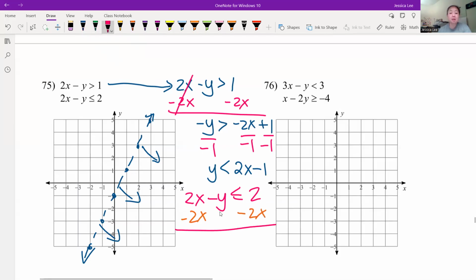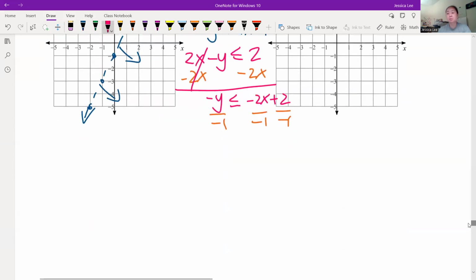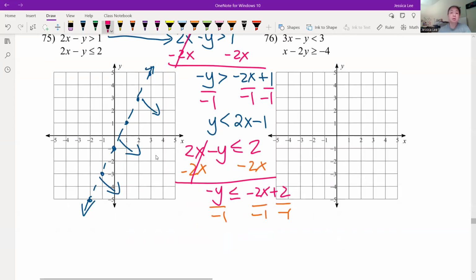And we get negative y is less than or equal to negative 2x plus 2. And then we're going to divide by negative 1 so that we have a positive y. And you just need to scoot down just a little bit. We have y, again, we got to flip our inequality, 2x minus 2. We're going to go to minus 2, and we're going to go up 2 to the right 1, up 2 to the right 1.